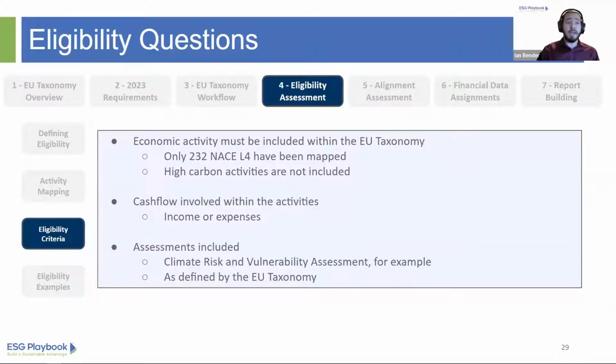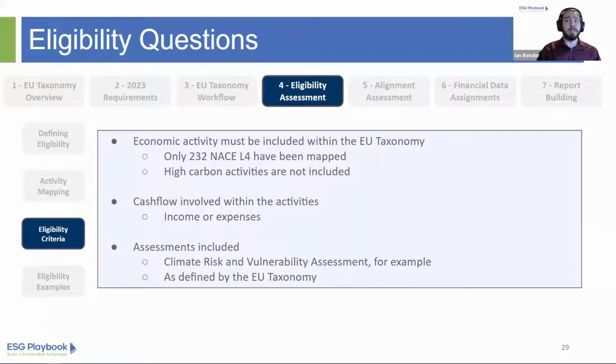Secondly, we have to make sure that there's any amount of cash flow within the activity. Is there revenue, or are there expenses? If not, then the activity is not eligible because the company doesn't actually do any business in that activity. And this acts as a sort of check to make sure that all activities are financially included within the company. And finally, have we completed any necessary assessments? Assessments for eligibility may be based on the environmental objective, and there are external assessments that need to be completed to meet these requirements. So assuming we follow all these criteria, then we can assume that the activity and the environmental objective is then eligible and can undergo the alignment assessment.